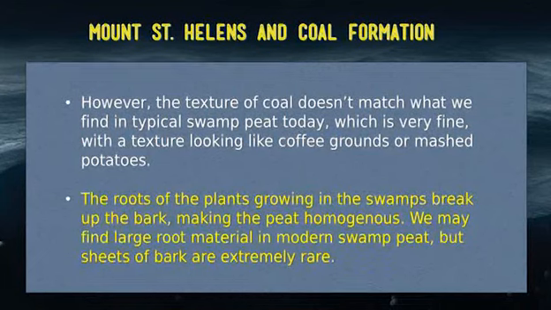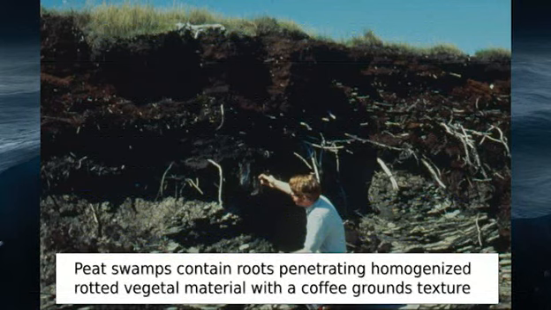That's how much growth of plant material you need according to their slow and gradual hypothesis. However, the texture of coal, as we've seen, doesn't match what we find in a typical swamp peat today, which, as we saw, is very fine with a texture looking like coffee grounds or mashed potatoes. And of course, the roots of the plants growing in the swamps break up the bark. As the plants are growing in the swamps, they're churning up material and making it homogeneous. The bark is rotting down, and so all you get left is the root material.